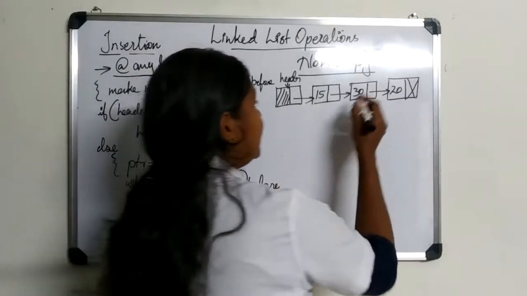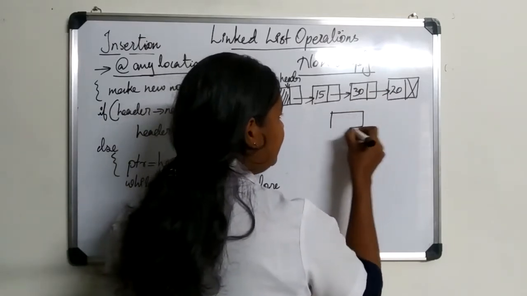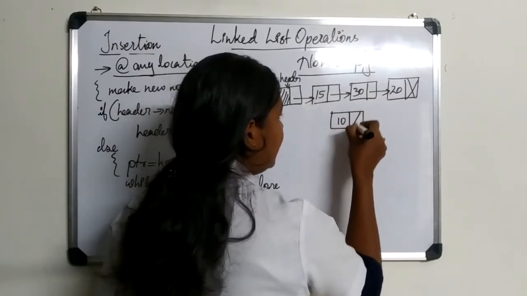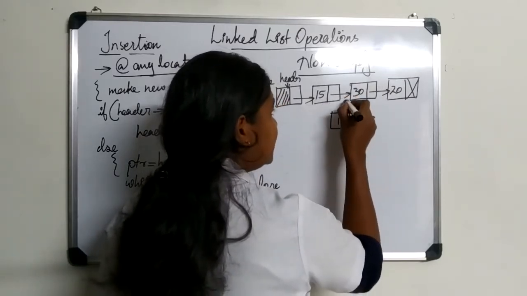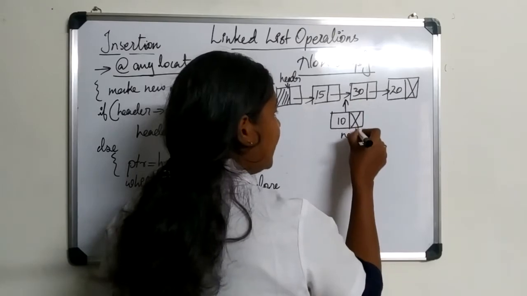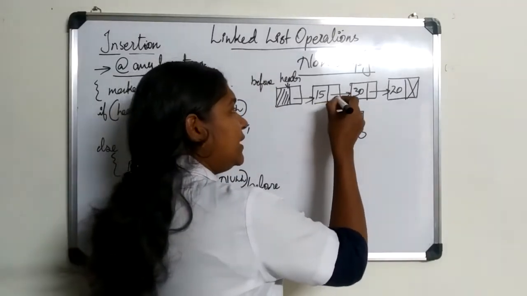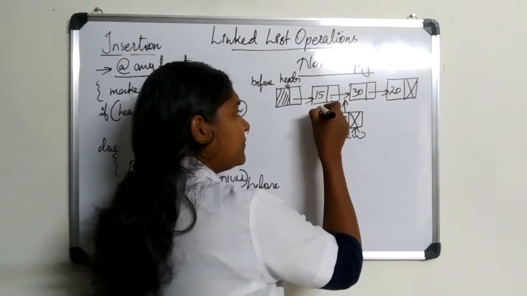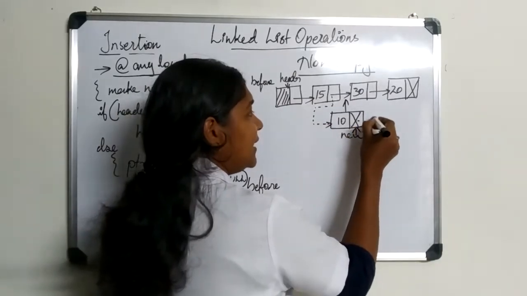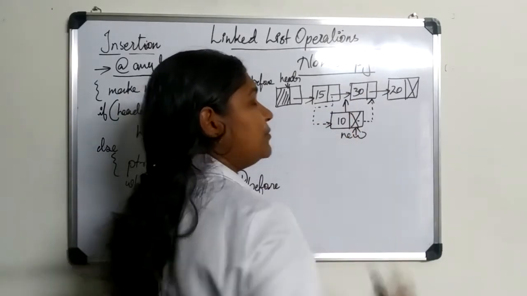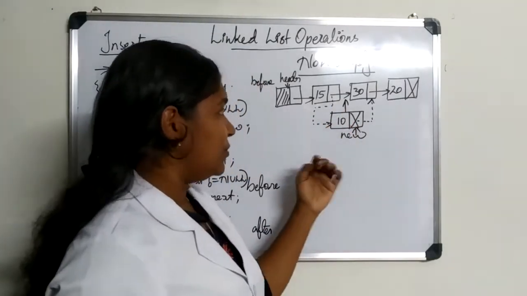So suppose 30 is our key element, then we would be entering our new node in between 30 and 50. So here we want to enter our new node. What we need to do is reset the pointers of this node to the new node, and the next part of the new node to this part. So this is what we are going to do.